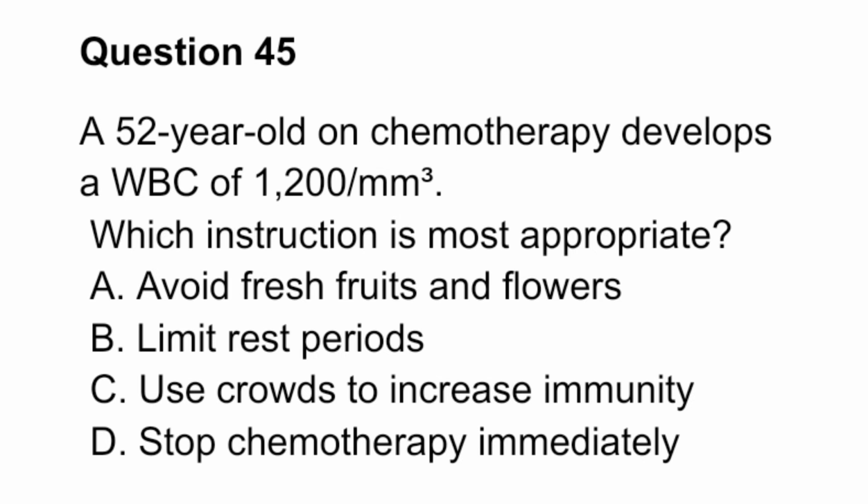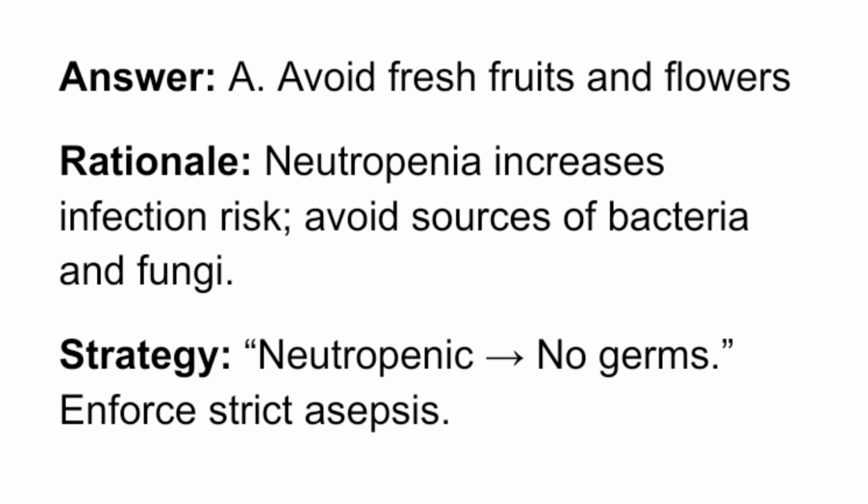Question 45. A 52-year-old on chemotherapy develops a WBC of 1,200/mm³. Which instruction is most appropriate? A. Avoid fresh fruits and flowers. B. Limit rest periods. C. Use crowds to increase immunity. D. Stop chemotherapy immediately. Answer: A. Avoid fresh fruits and flowers.